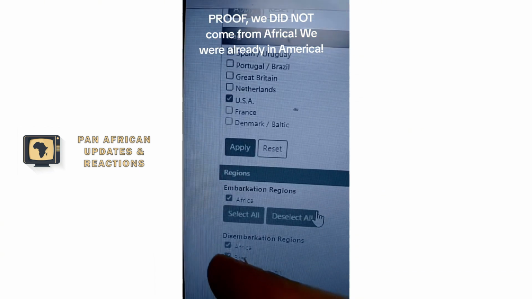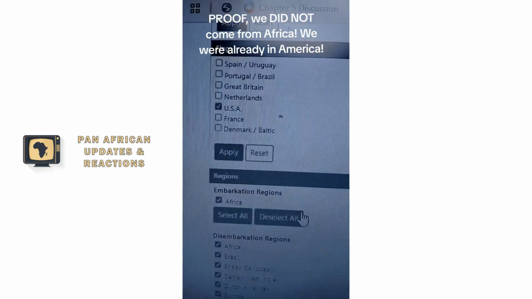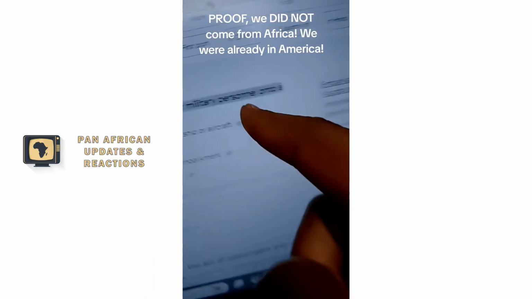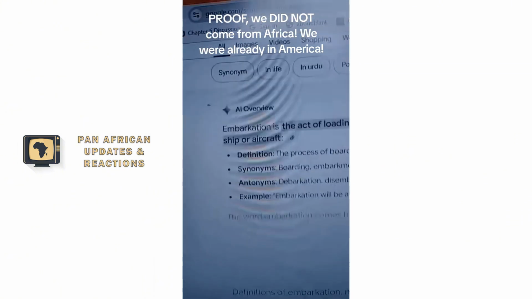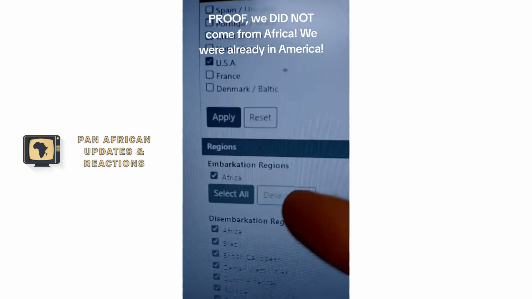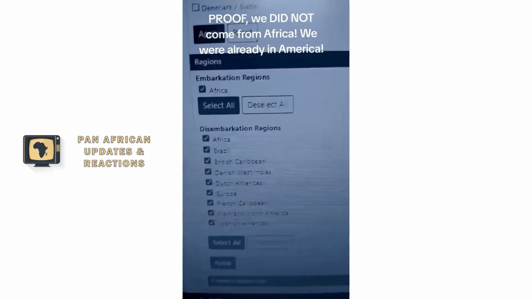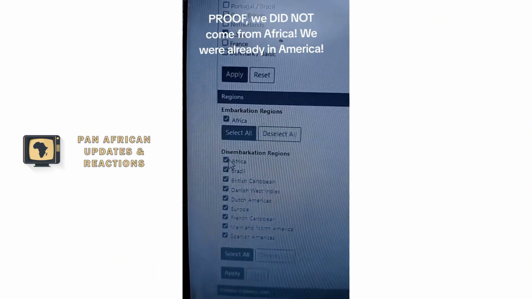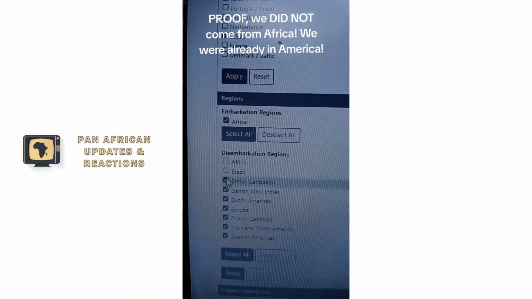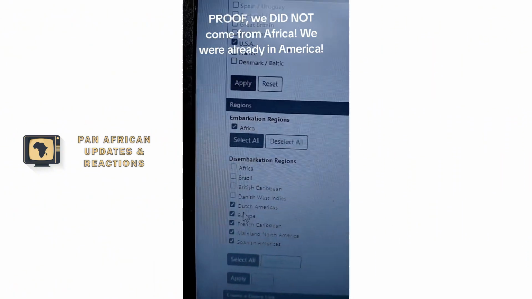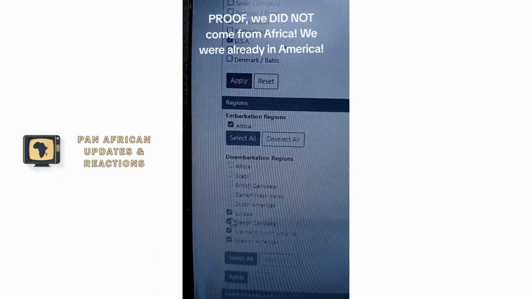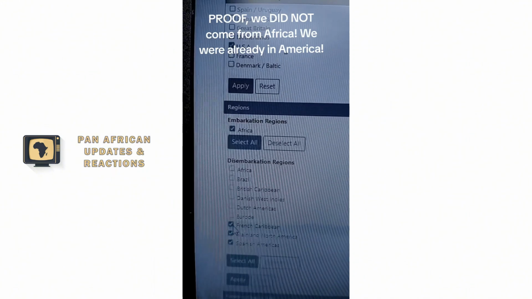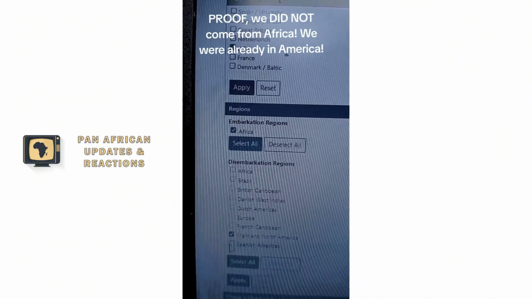I'm gonna focus on the embarkation regions. To let you know, the word embarkation is the act of loading passengers or military personnel onto a ship or aircraft. The country we selected is Africa. Well, let's go down here to the disembarkation regions, and we're only going to focus on North America. So we're gonna uncheck Africa, Brazil, Danish West Indies, Dutch Americas, Europe, French, yada yada yada, and all this.